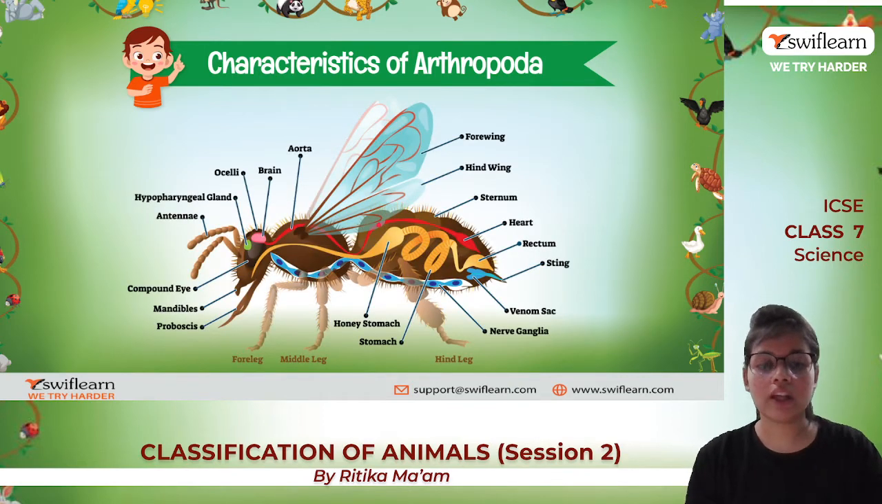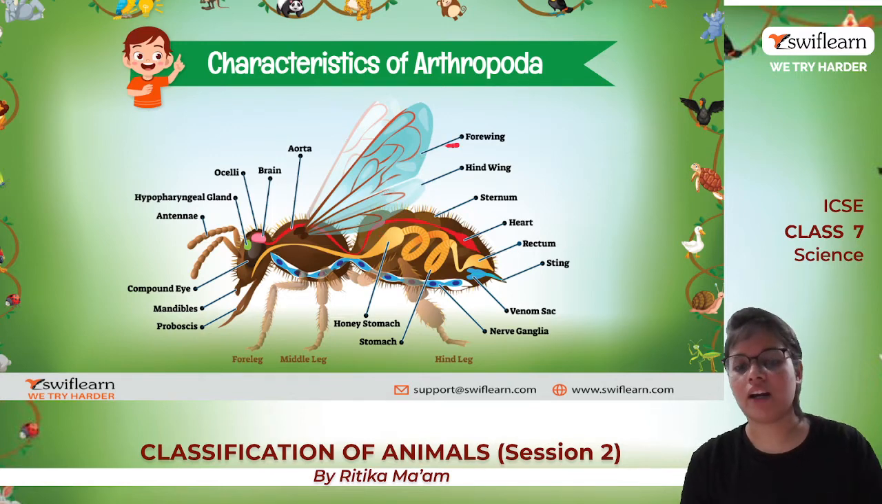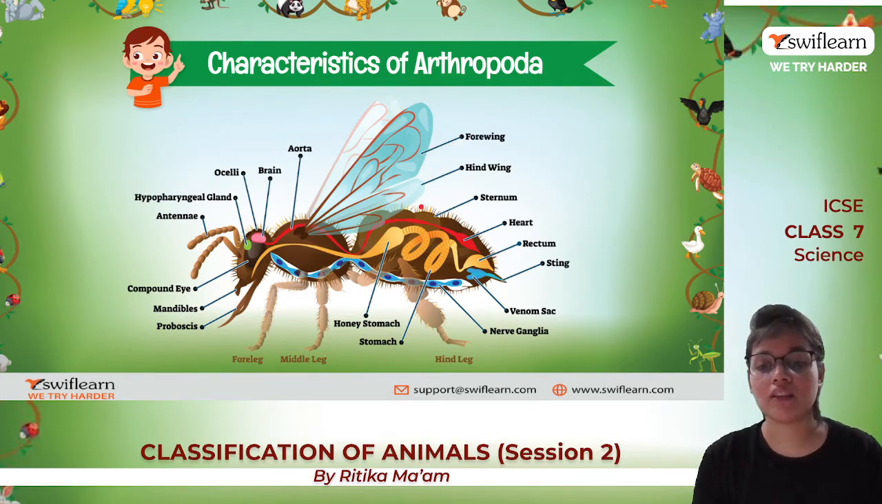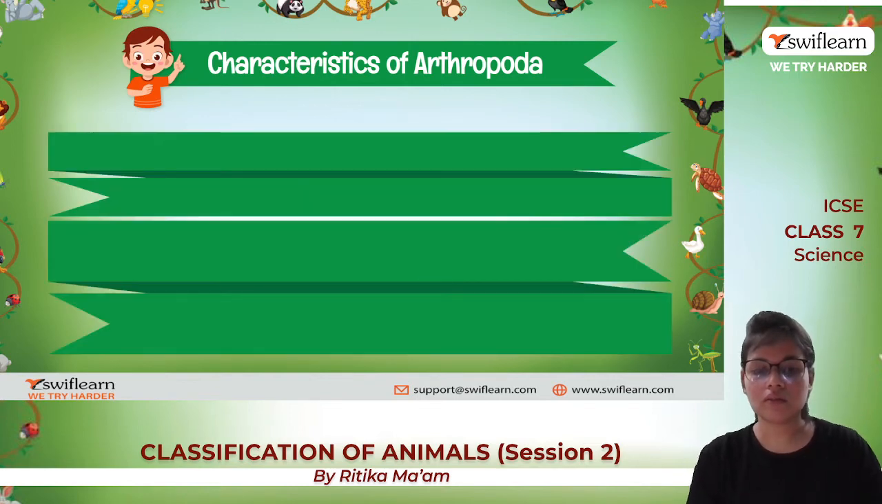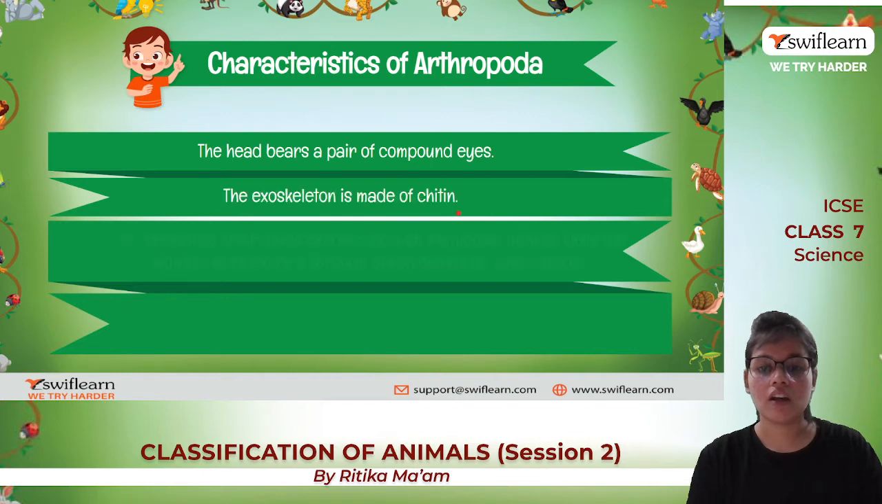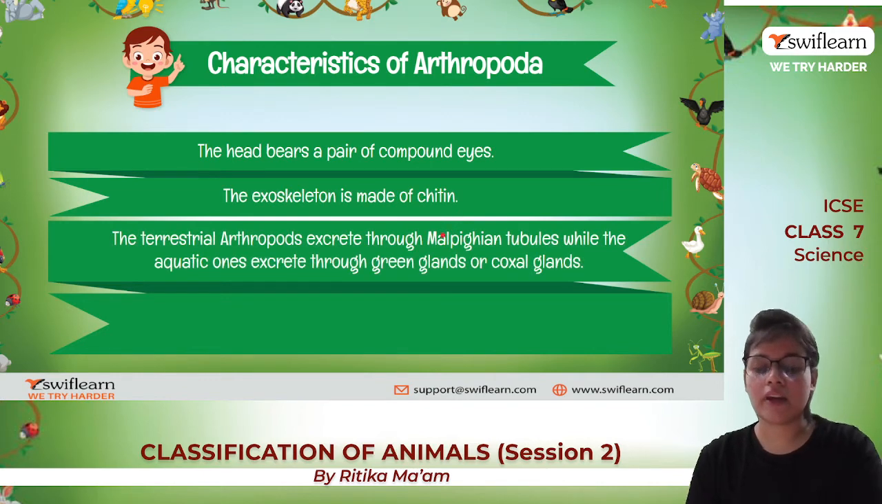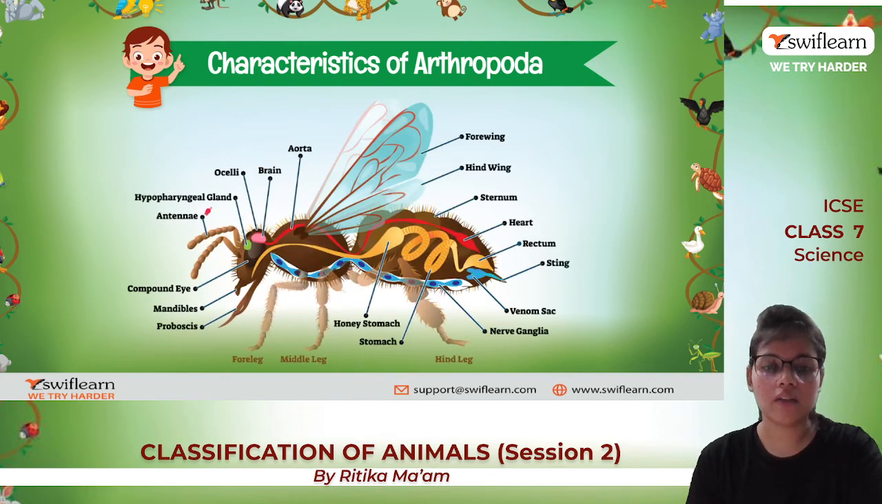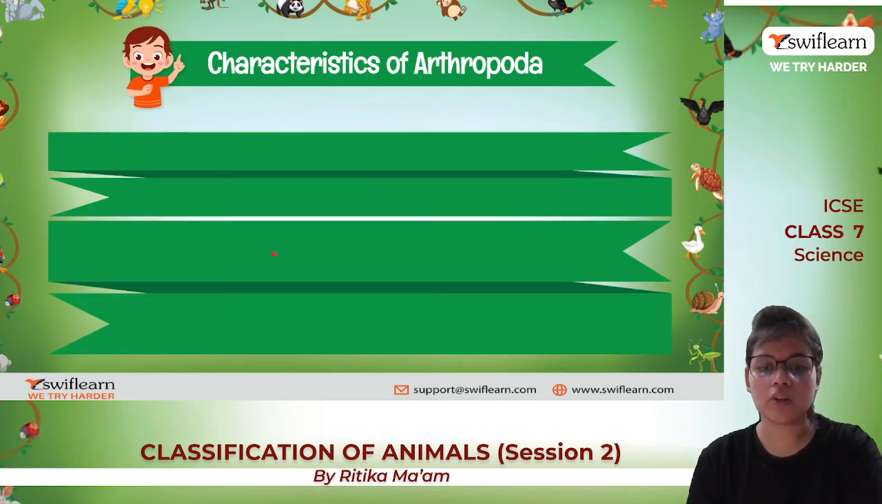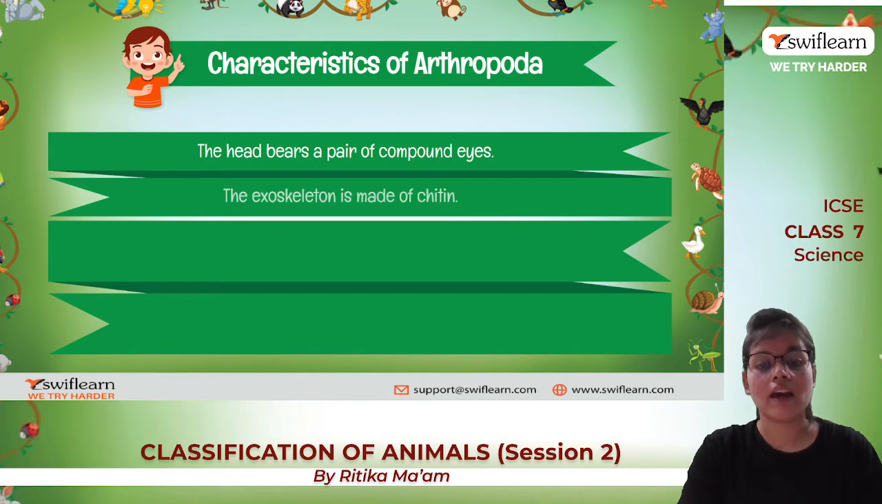So this is the body in which they have many parts like forewing, hindwing, sternum, heart, rectum, sting, venom sac, nerve ganglia, stomach, honey stomach, etc. So these are all the things. The head bears a pair of compound eyes. So here in Arthropoda, eyes are present. They have compound eyes.